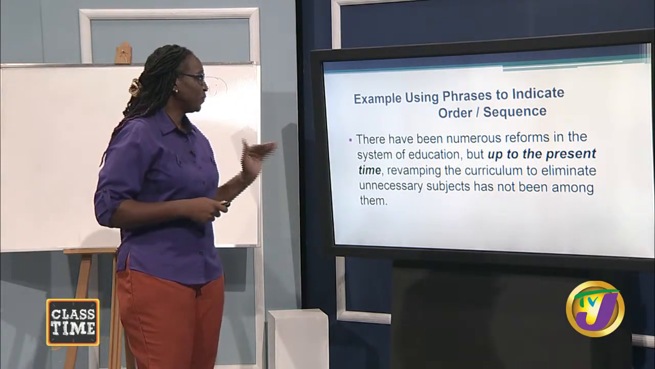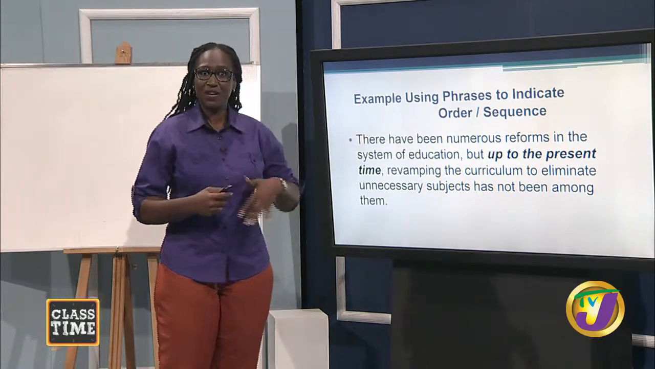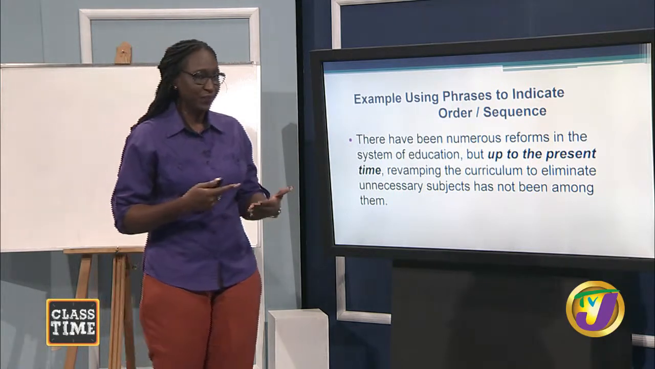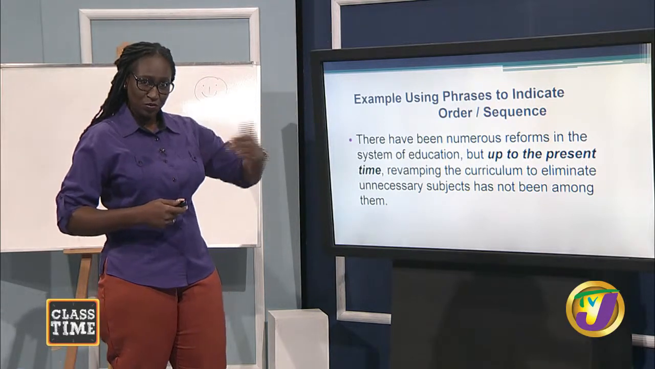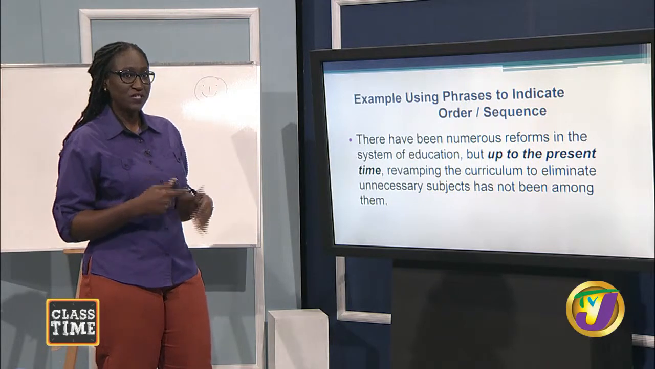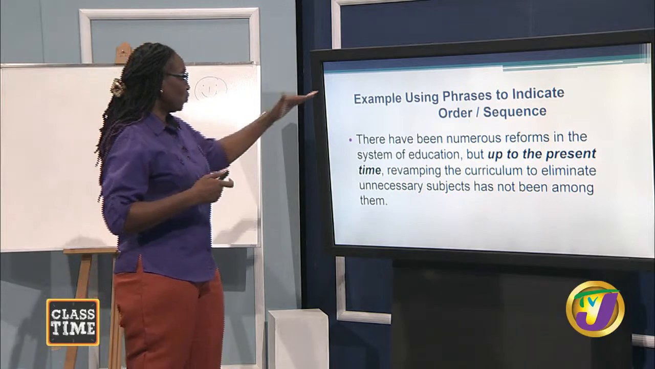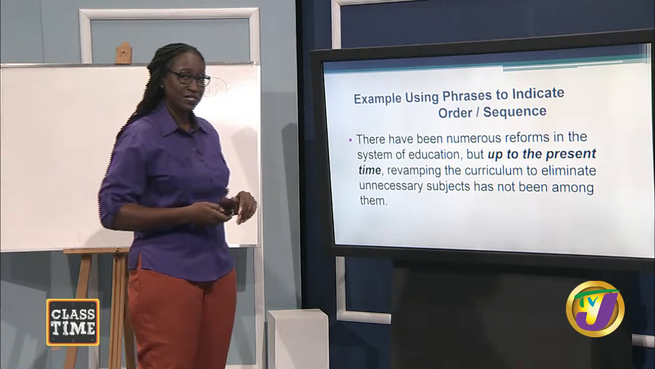Hopefully you remember it. It starts off by showing what happened first, which was that numerous reforms were being done. But it says up to the present time, so it's coming down to now. At present, there still have not been any reforms for this one specific thing that we're focusing on. So right there, we have shown the order, the sequence. Let's look at another example.